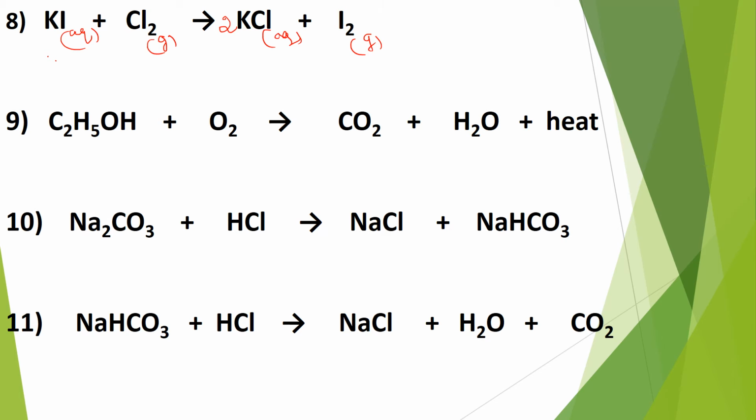Now this is how you need to balance. Very easy method. Next one is ethanol burns in air to form carbon dioxide, water and heat. This water is in the gaseous form. Carbon dioxide also is a gas, oxygen is a gas, and ethanol is an aqueous solution. So now let us balance. Very easy. Now carbon is 2 on the reactant side, on the product side also we need to write 2.